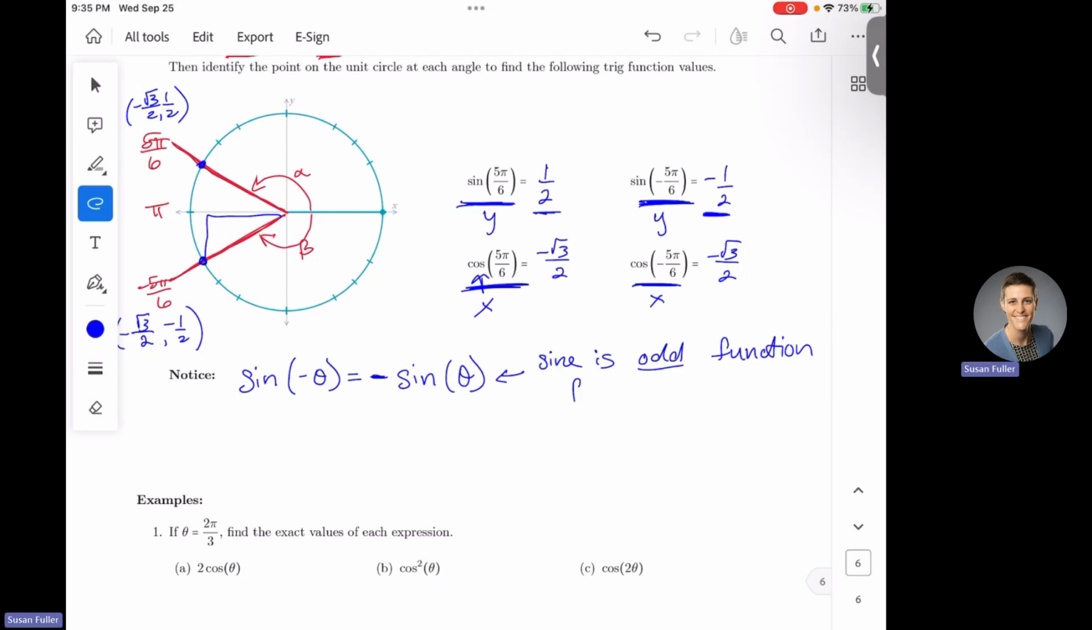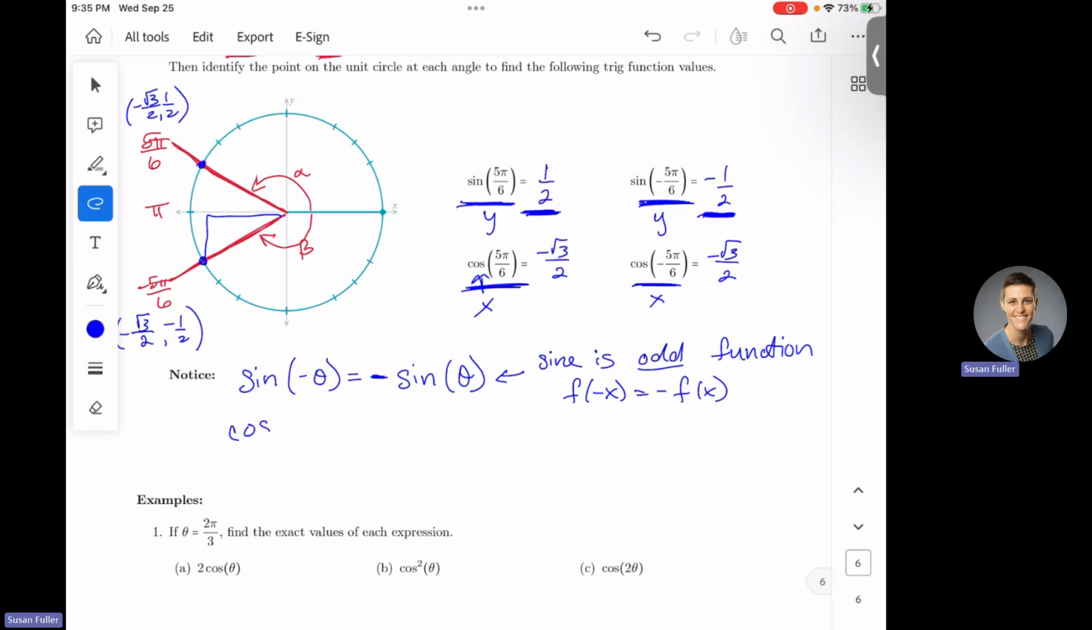But basically, a function is odd if you plug a negative in and the negative goes to the outside. That's what makes an odd function an odd function. So the sine of a negative angle is the negative of the sine of the positive angle. And you can kind of see that here. The sine of the negative angle was the opposite of the sine of the positive angle.